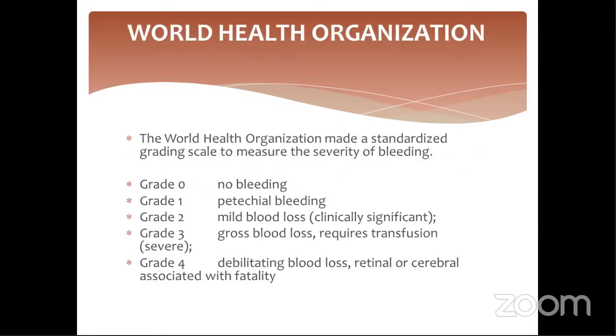It is very important for prevention of death. Management is very important. According to the World Health Organization, there are 4 grades. Grade 0, no bleeding. First grade, arterial bleeding. Second grade, mild blood loss. Third grade, gross blood loss. And fourth grade, debilitating blood loss. So from a clinical notes point of view, this gradation is very important.